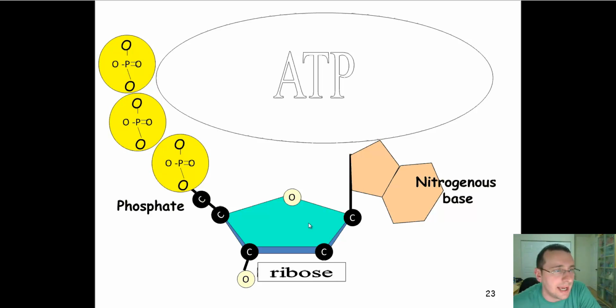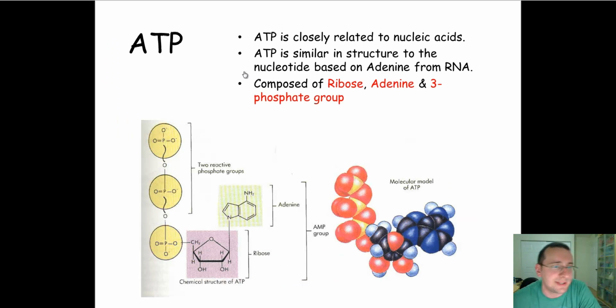All right, so ATP is closely related to nucleic acids because its structure is very similar to that of adenine found in RNA. In fact, ATP stands for adenosine triphosphate, which is basically just like the nucleotide of RNA, except for the 2 phosphate groups which are added for extra. So if you took those 2 phosphate groups away and made something called AMP, which is adenosine monophosphate, you basically have a nucleotide of RNA.